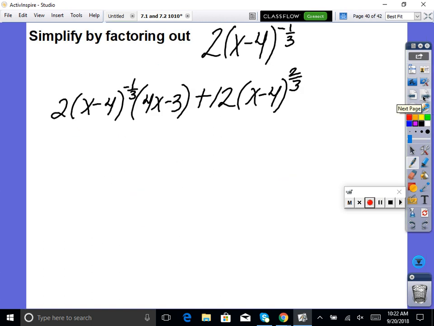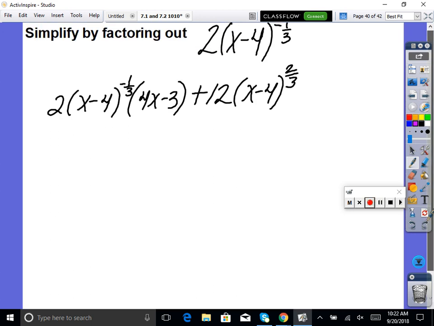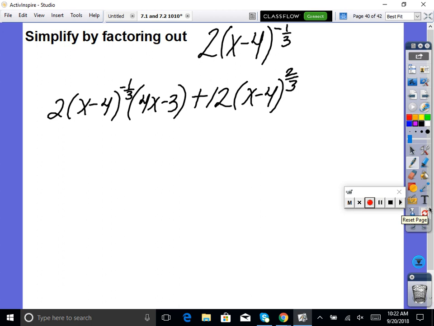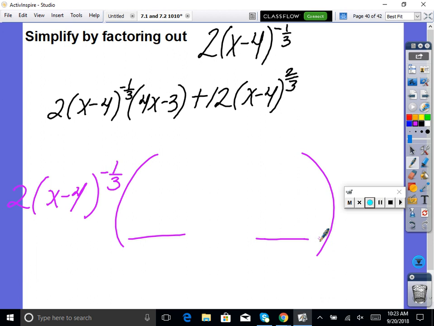Okay, cool. So it says, simplify by factoring out that. So let's do it. So watch, because as you can see, a lot of people get confused with these. So we're going to factor out. I pull it out, so I write it: 2 times x minus 4 to the negative 1/3. Now what's left in each term? We're going to go back and see. Here's a term, here's a term.